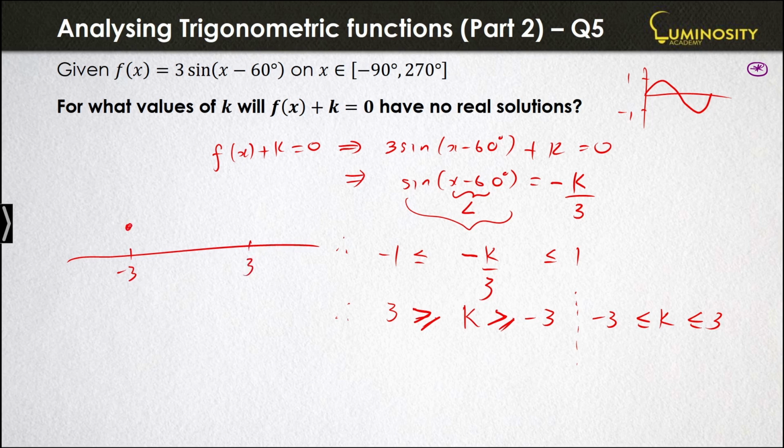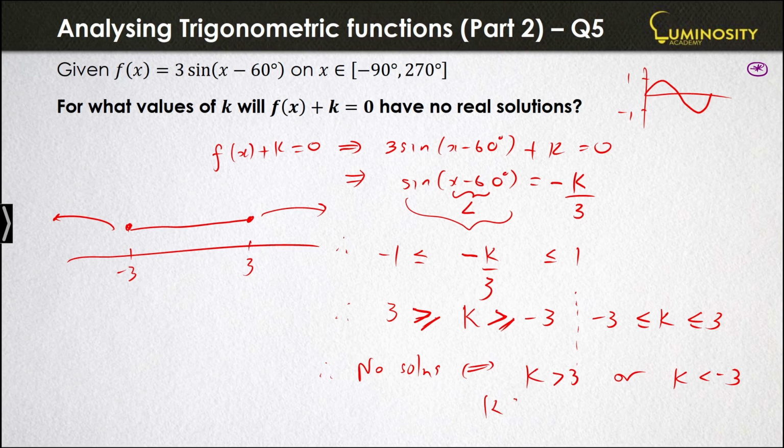Okay, so what is this telling us? This is telling us when the range is satisfied. So these k values will have solutions. So therefore, outside of these k values, there should be no solutions. So therefore, no solutions if and only if k is greater than 3 or k is less than negative 3, where k is a real number.